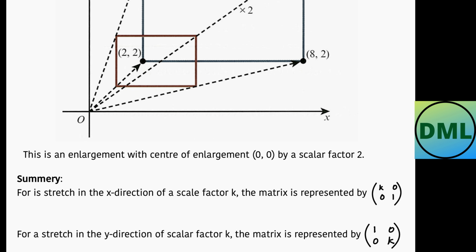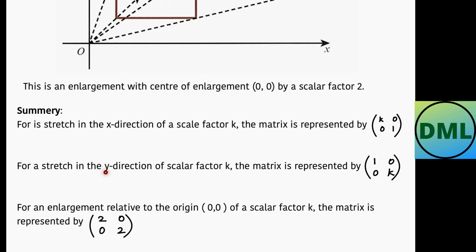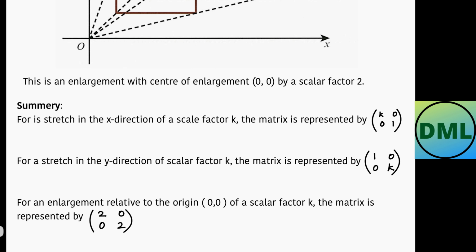What is the summary we have? The summary is, for a stretch in the x direction of a scalar factor k, the matrix is represented by k, 0, 0, 1. Your x coordinate here is multiplied by k. For a stretch in y direction of scalar factor k, the matrix is represented by 1, 0, 0, k. This y coordinates will be multiplied by the scalar factor k. For an enlargement relative to the origin 0, 0 of a scalar factor k, the matrix is represented by 2, 0, 0, 2. X and y, both coordinates are multiplied by the scalar factor 2 here for the enlargement.